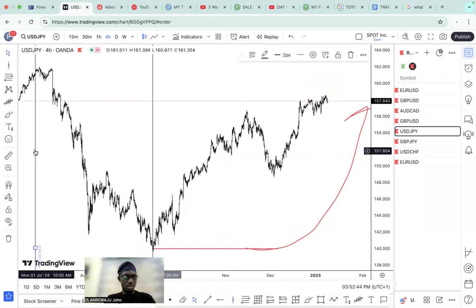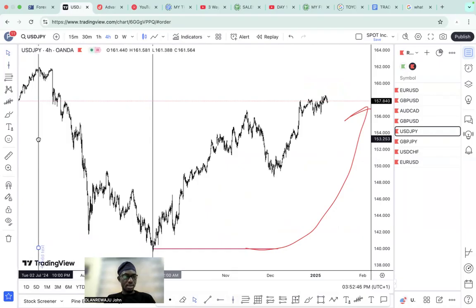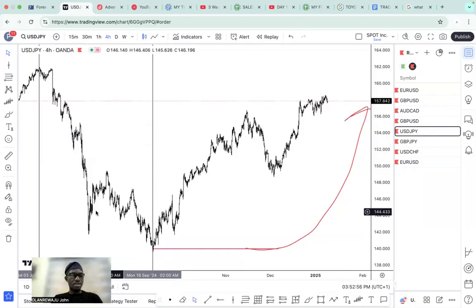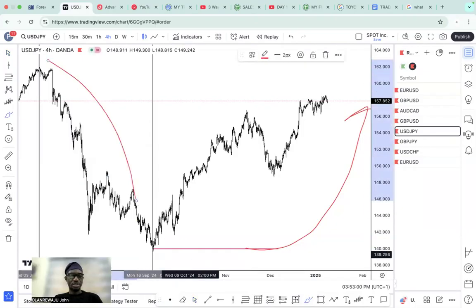Let's put this here. From July 3rd, can you see now? From July 3rd till Monday, 16th of September, USD JPY has also been on a downtrend.